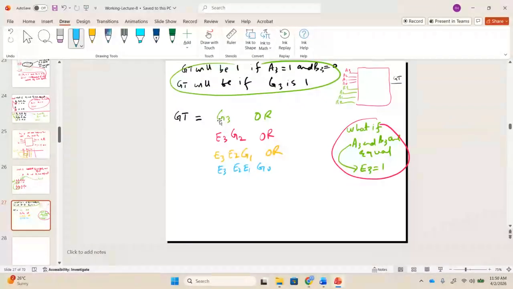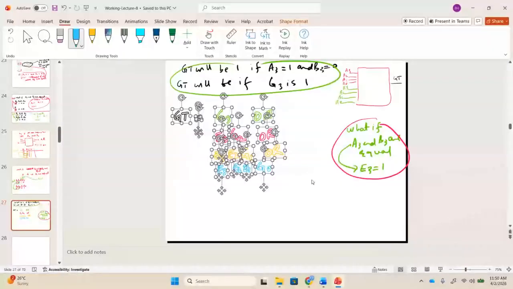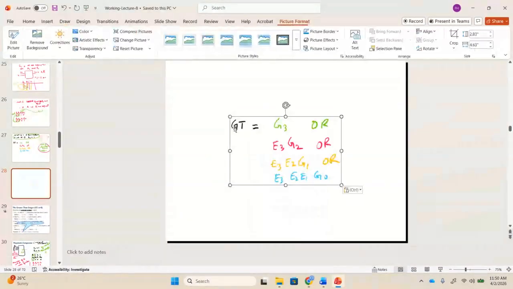So now this is my final expression for gt. Now I'm going to copy the final expression for gt.